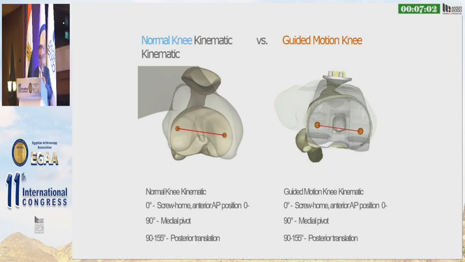And between the normal kinematics of the knee and the guided motion of the knee, or stabilized medial condyle of the knee, we can find that at 0 there is a screw home mechanism, at 90 medial pivot, and from 90 to 155 there is a posterior translation. It actually looks like the normal kinematics of the knee.